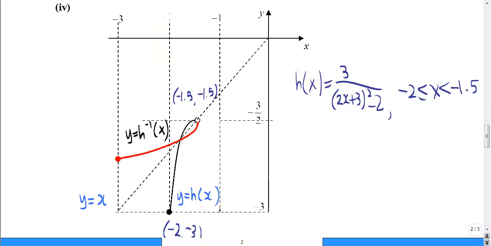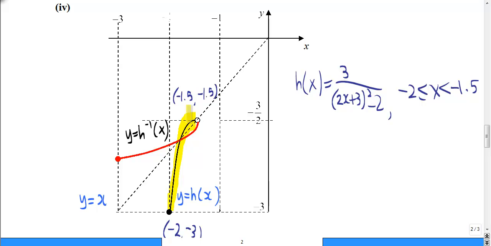So now, going on to the next part of the question, we are required to sketch on a single diagram the graphs of y equals h(x) and y equals h inverse(x). So first of all, from the earlier part of the question, you already know that the shape of your original graph will look like this.